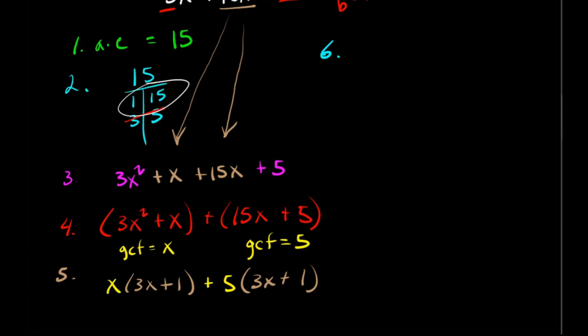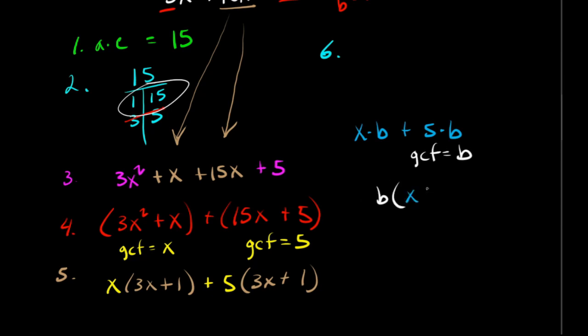And then our final step is that we're just going to treat the entire thing, the x times 3x plus 1 plus 5 times 3x plus 1, we're going to look at that. And this is exactly the same as if I had x times b plus 5 times b. My greatest common factor is b. I can take a b out and I have an x plus 5 left over.